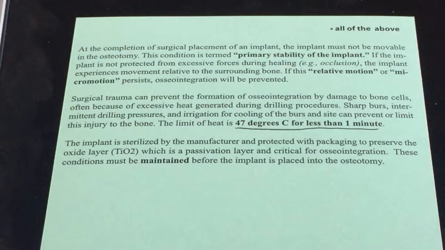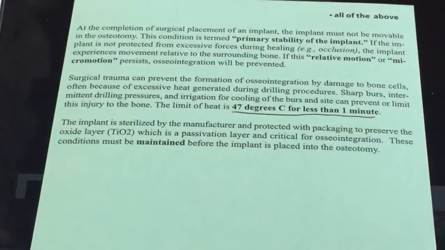Surgical trauma can prevent the formation of osseointegration by damage to bone cells, often because of excessive heat generated during drilling procedures. Sharp burrs, intermittent drilling pressures, and irrigation for cooling off the burrs and site can prevent or limit this injury to the bone. The limit of heat is 47 degrees Celsius for less than 1 minute.